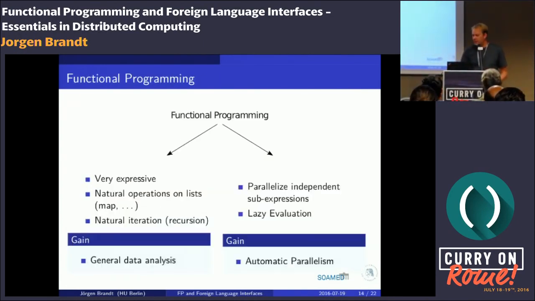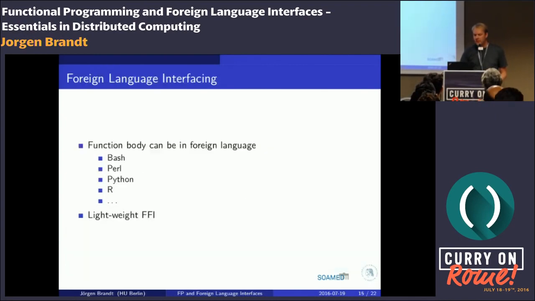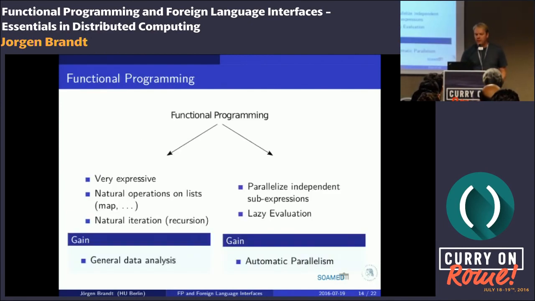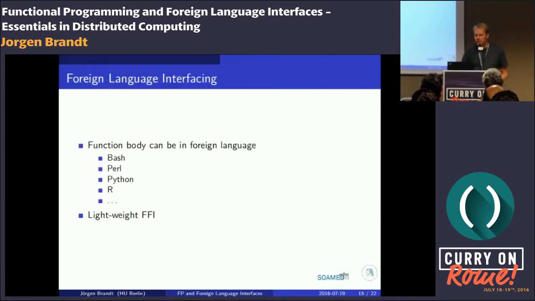Okay, and so these are these two things. Functional programming, cool stuff. You gain a very general way to express programs, and you can automatically derive parallelism. And the other thing is foreign function interfaces. So how would this look in a functional programming language? Well, you just need to have a way to say for each function that you define, okay, this will be in Bash, and then you call your command line tool. Or this will be in Python, and then you call your Python library.